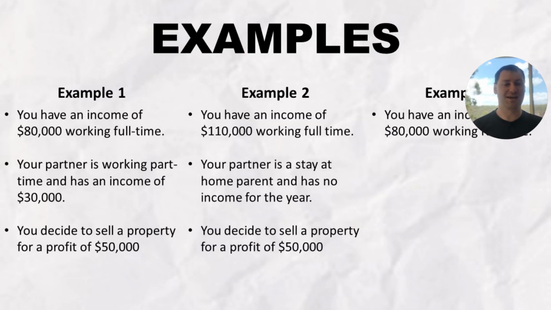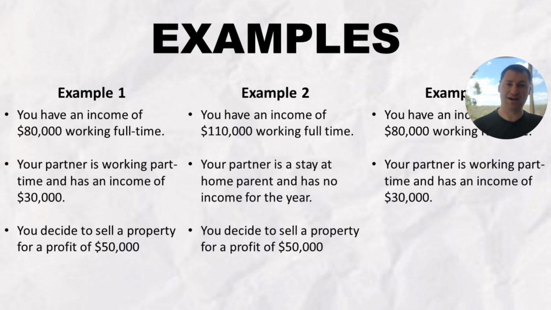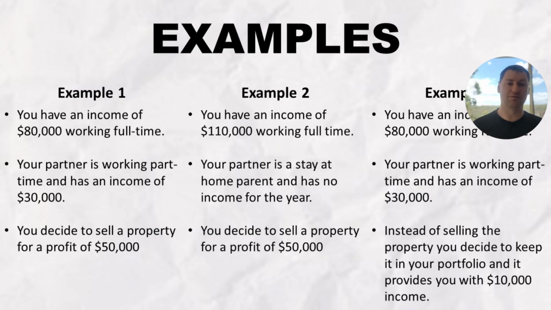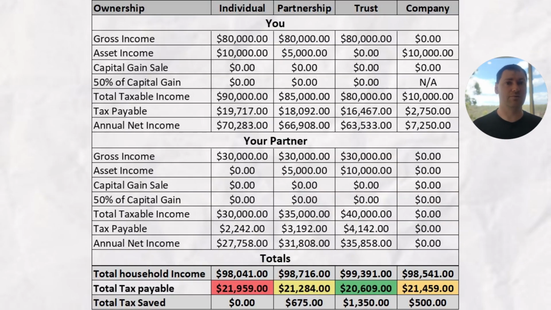Okay, let's take a look at example number 3. In this example, you have an income of $80,000 and your partner is back to a $30,000 income. But we're going to switch it up a little bit, and instead of selling the property, what we want to do is keep it because it provides you with an income of $10,000 for the year. What does this look like from a tax maximization perspective? In this example, there is no capital gains tax discount because we haven't sold the property. So the income distribution now is solely taxed at the marginal tax rate of the individual.